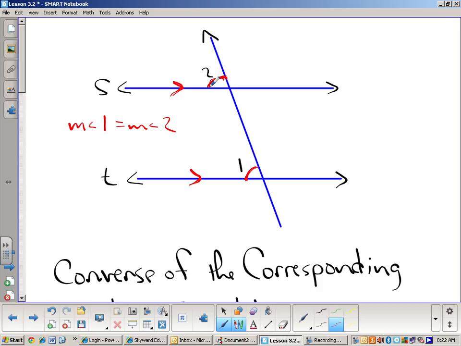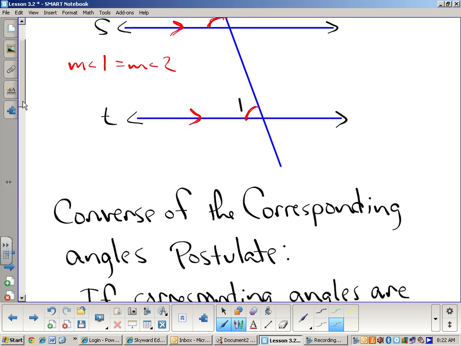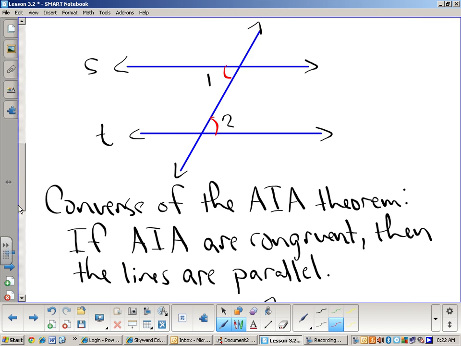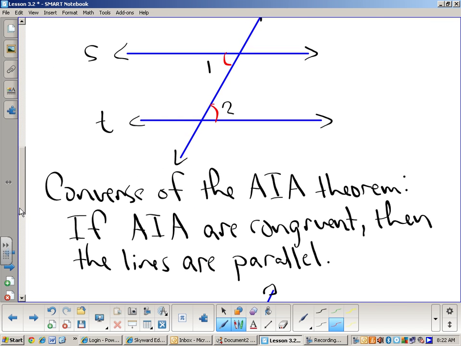That's what's special about this postulate today. Okay? It means that given the angles are equal, then my lines must be parallel. So this is the converse of the corresponding angles postulate. And it's a true statement also. Okay? Let's move down to the converse of the alternate interior angles theorem.